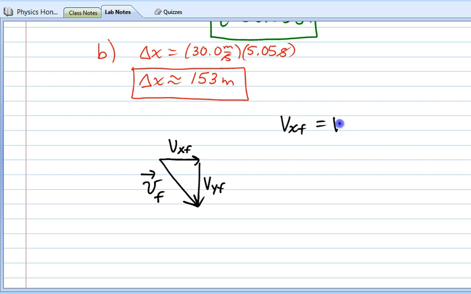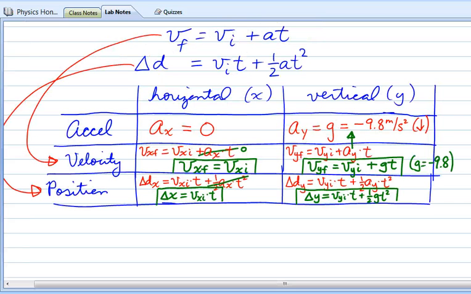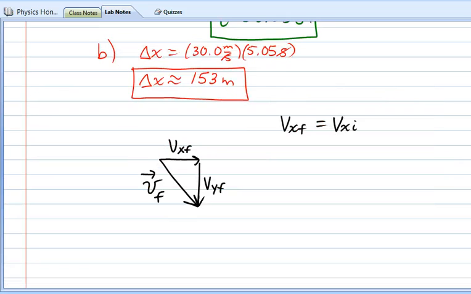Vx final is equal to Vx initial. And if you don't remember that, look back at the table. Here, I'll flip back. There it is. And Vx final is equal to Vx initial. So we have that Vx final is equal to what we started with, or 30. So that's 30. Now Vy final we can use an equation for as well.